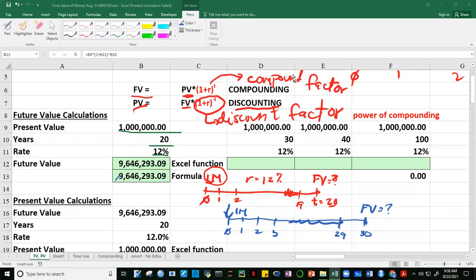Pause muna ako. Okay. So, any questions so far? Clear ba yung formula? At saka clear ba yung FV function na Excel? You should be getting the same answer. Dapat pareho yung answer natin. Okay, thank you guys.